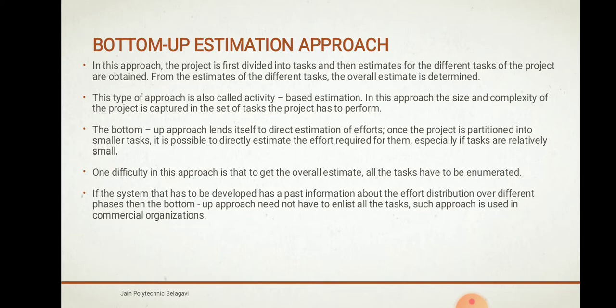In this approach, the project is first divided into tasks, and then estimates for the different tasks of the project are obtained. From the estimates of the different tasks, the overall estimate is determined. To estimate the cost of the project, the entire project is divided into multiple tasks, and for each task we calculate the estimate, that is the cost. We then add all the estimates for the different tasks to get the overall estimate.